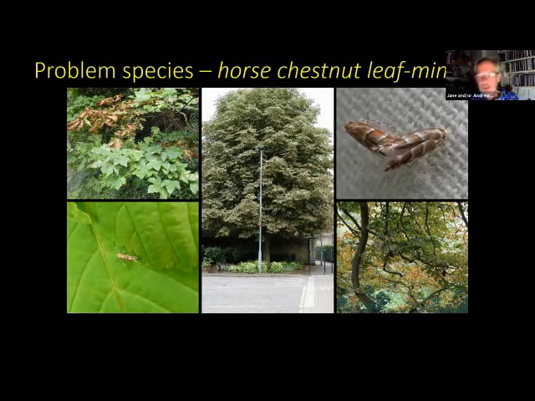Horse chestnut leaf miner, which I'm sure you have all seen. Horse chestnuts, towards the end of the summer, look as if they're in autumn, about to shed all their leaves. And this is a moth that's spread across the whole of Europe over about 10 years, from Croatia, I think it was. It's quite an attractive little moth.